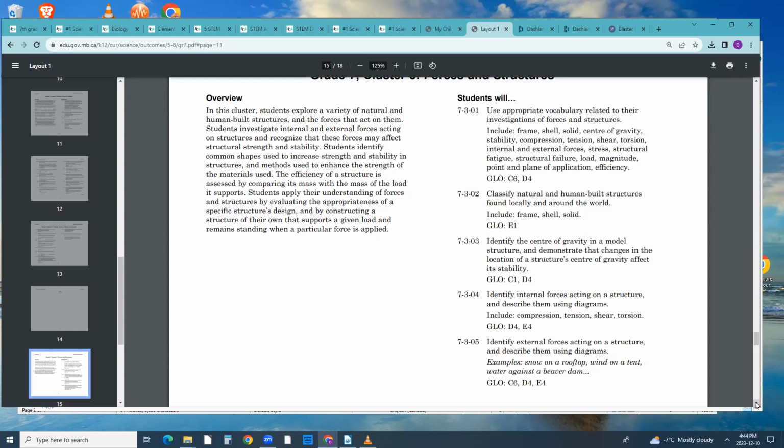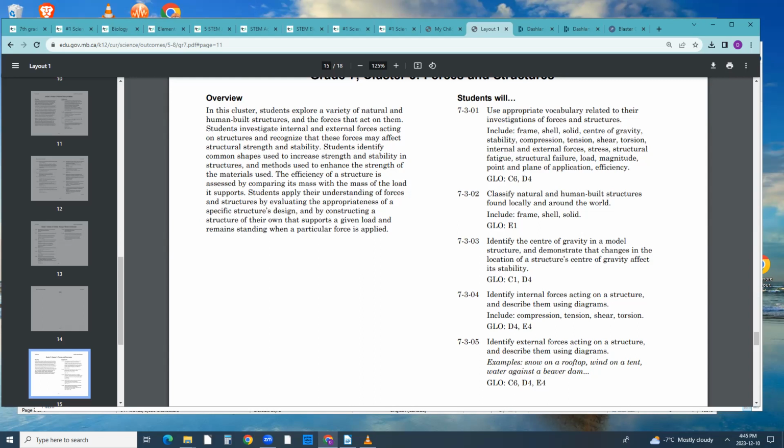Include: frame, shell, solid, center of gravity, stability, compression, tension, shear, torsion, internal and external forces, stress, structural fatigue, structural failure, load, magnitude, point and plane of application, efficiency. Classify natural and human-built structures found locally and around the world.